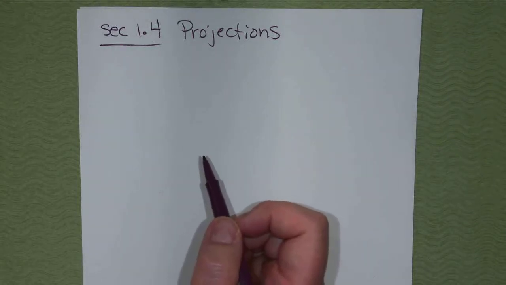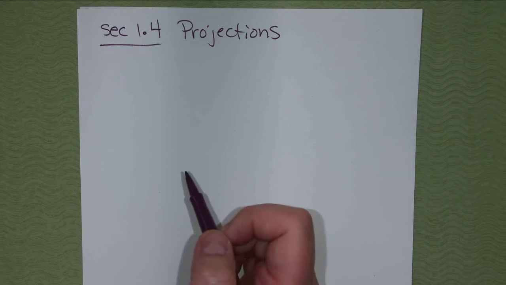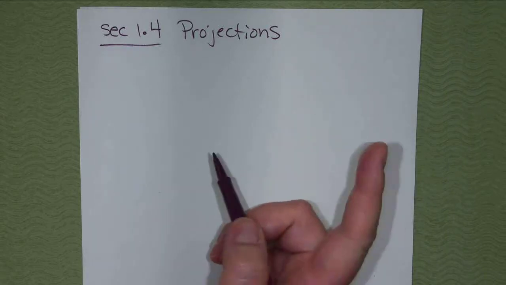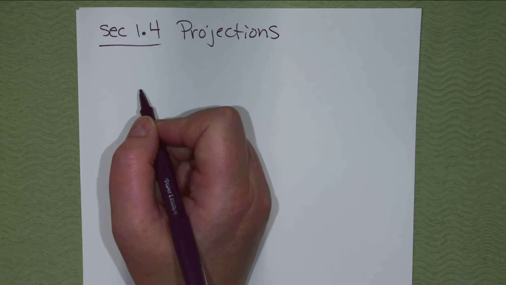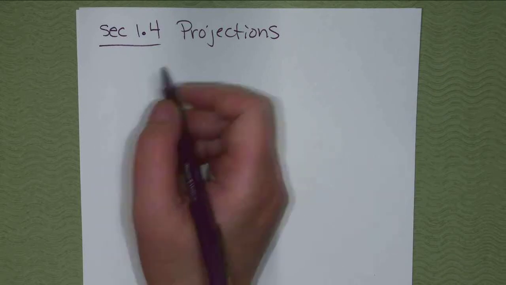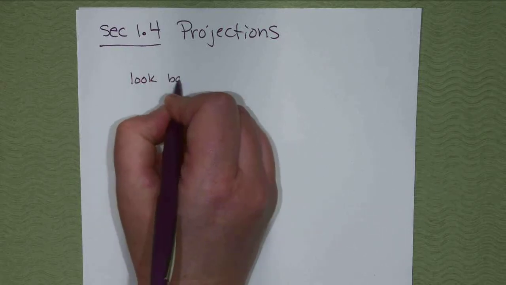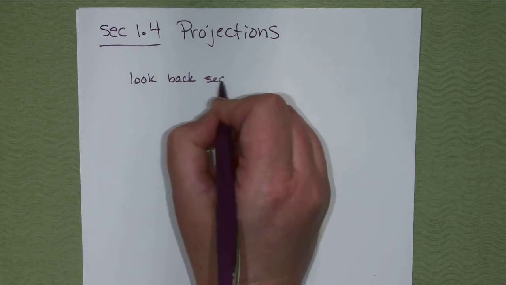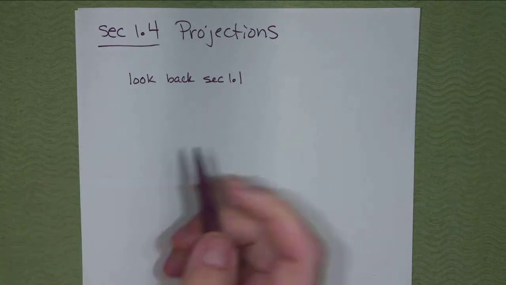Okay, so 1.4 is projection. I'll show you what a projection is first, but it's really important that we get the vectors going in the direction we want them to go in for this section. So let's just look back at section 1.1 for a second when we subtracted vectors and saw what direction they were going.